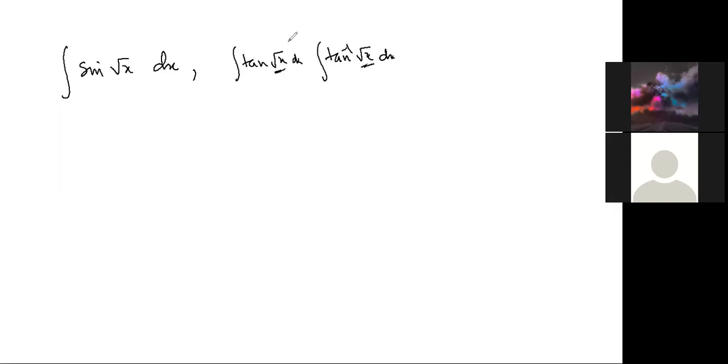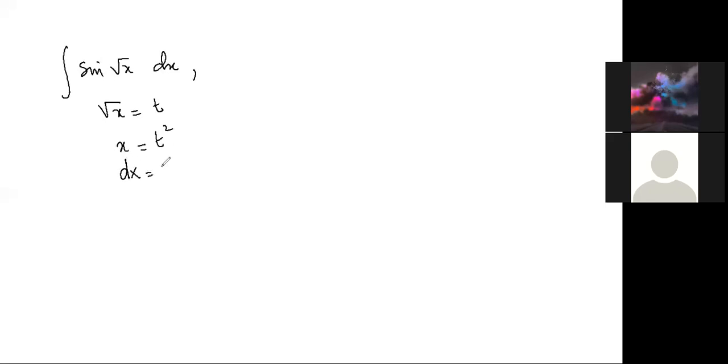So in such type of problem, what you must do is put root x as t, no doubt about it. But the derivative of root x is not present, so make x as a subject. Now differentiate. dx is 2t dt. I hope you remember the substitution method. You are differentiating with respect to t, so dx by dt is 2t. So what is dx? 2t dt.